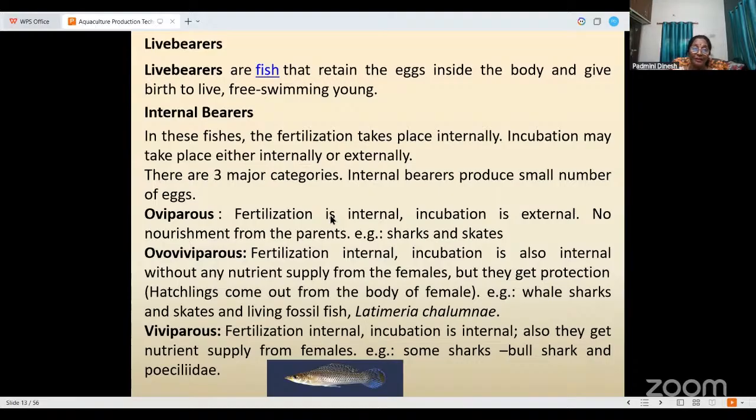Now you'll be wondering, why no nourishment? Then definitely the young ones are going to die. There's something called yolk that is present in the egg, and this yolk forms the food for the young ones to take up and grow. So that is, incubation is external. Then the next one is ovoviviparous. Fertilization is internal. Incubation is also internal, without nourishment.